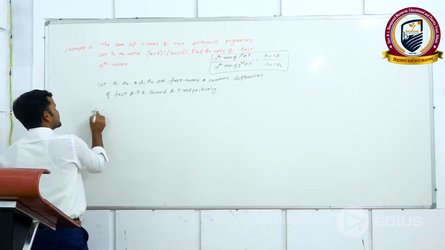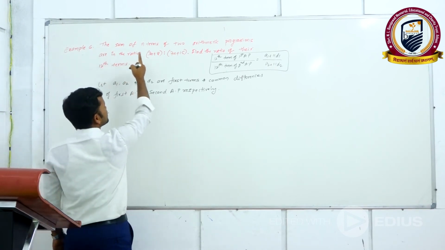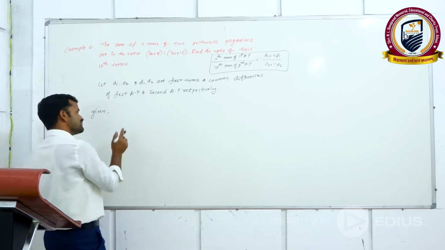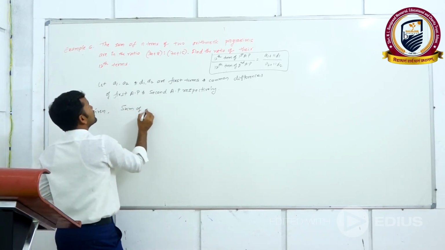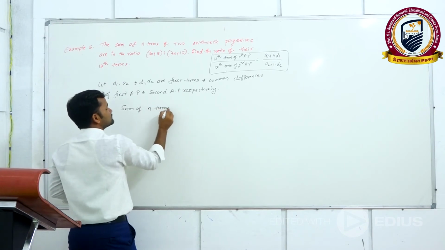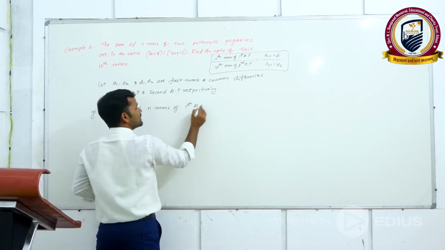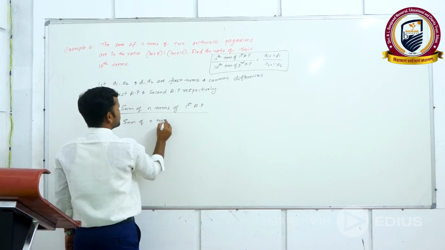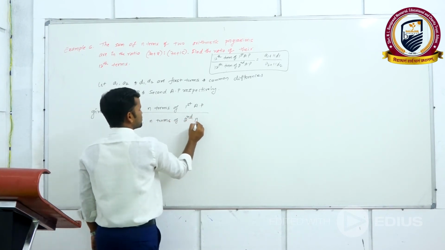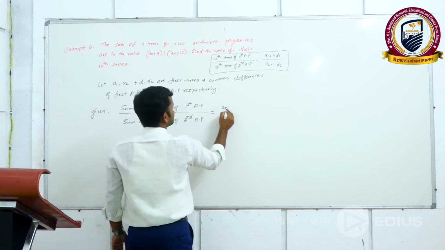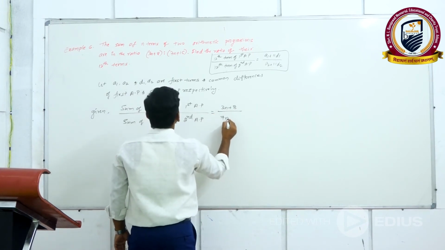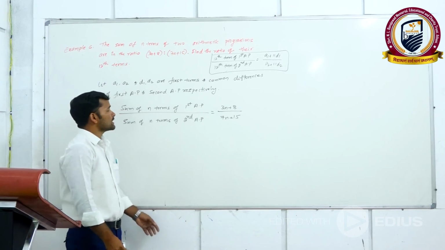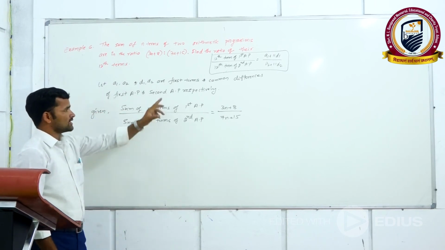Okay, what is given here? The ratio of the sum of n terms of two arithmetic progressions is given. Given that the sum of n terms of the first AP divided by the sum of n terms of the second AP is equal to 3n plus 8 divided by 7n plus 15. This is given to us. It is an important problem for 3 marks. Using this, I have to get those ratios.